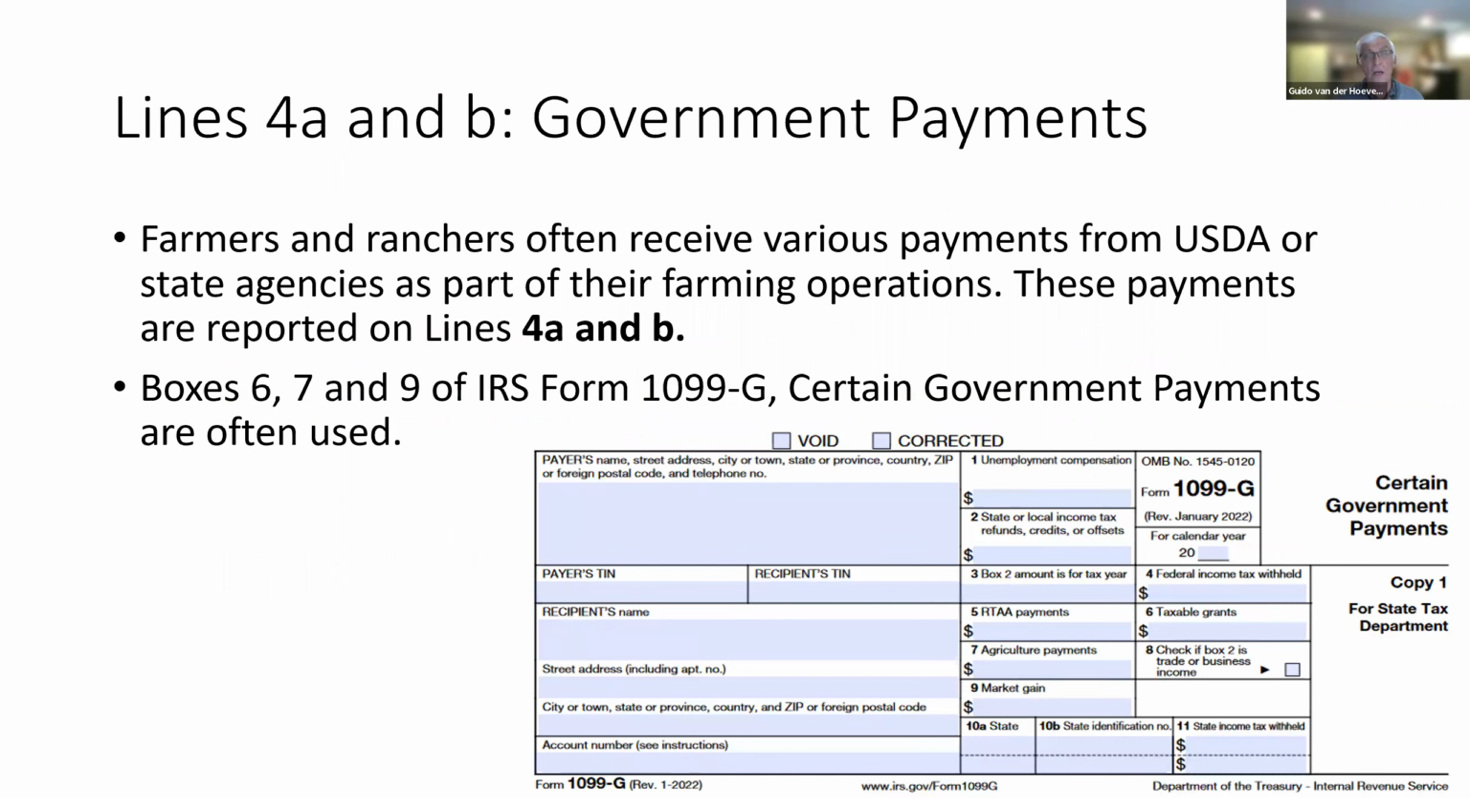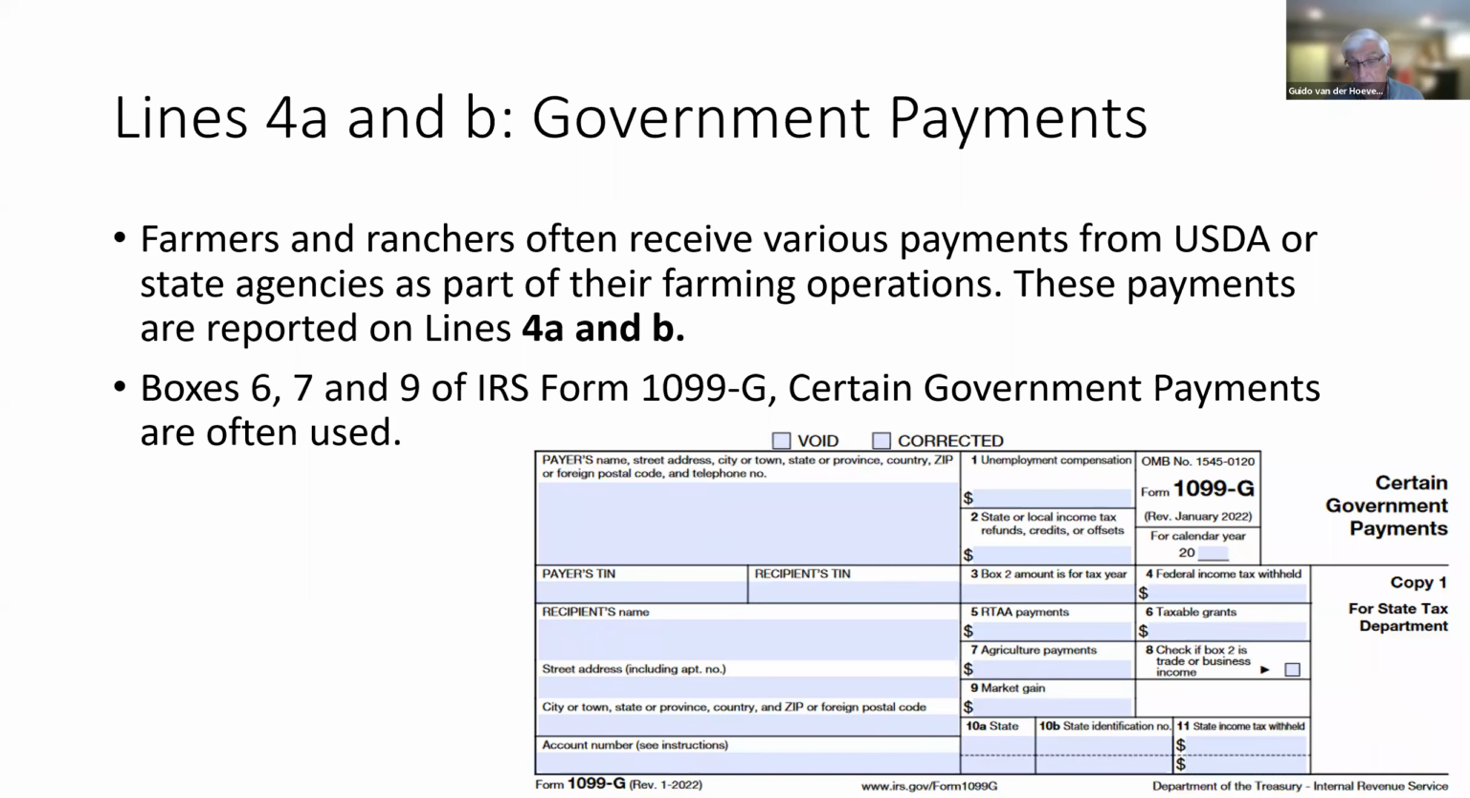Government payments come in, and these are going to be all various kinds. They could be issued by USDA, and most commonly, we would see that boxes 6, 7, and 9 are going to be the ones that we want to look for. Box 6 could be a taxable grant. Now, we may want to consider that. It could be a grant that was coming from USDA for some kind of project. It could also be a grant coming from a state Department of Agriculture.